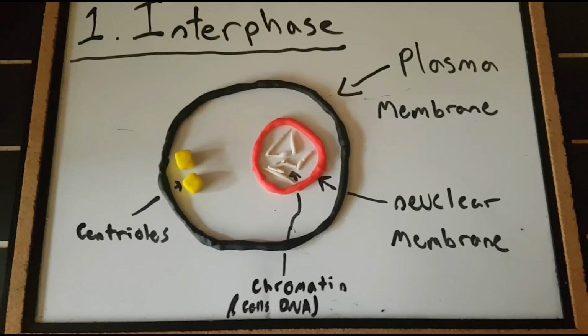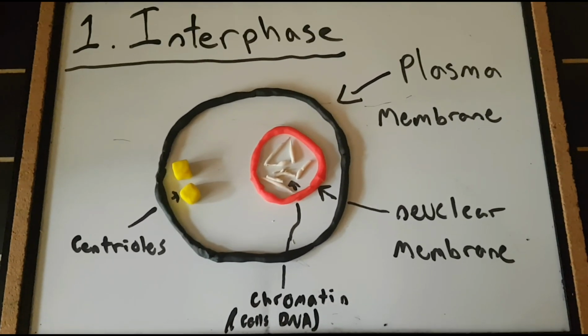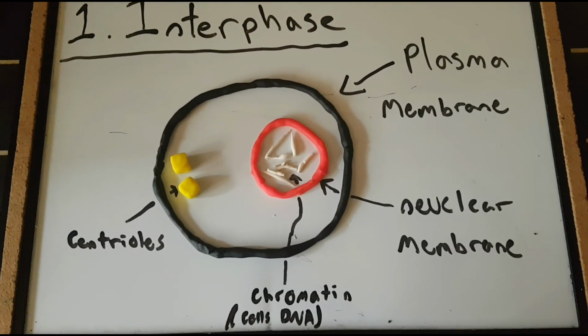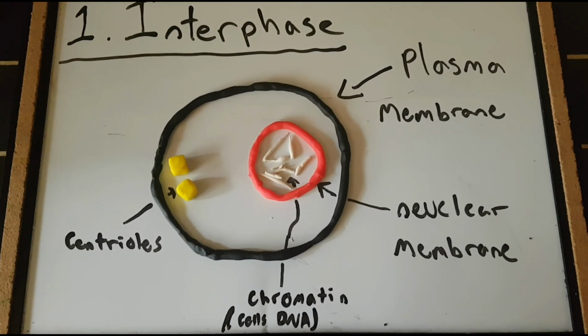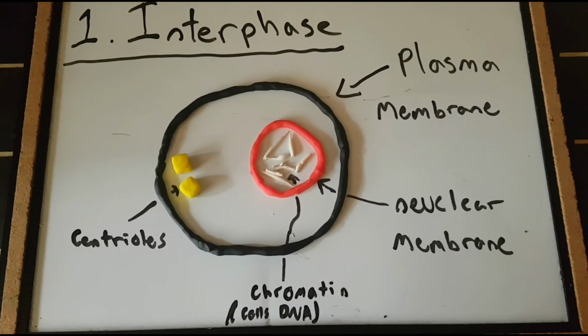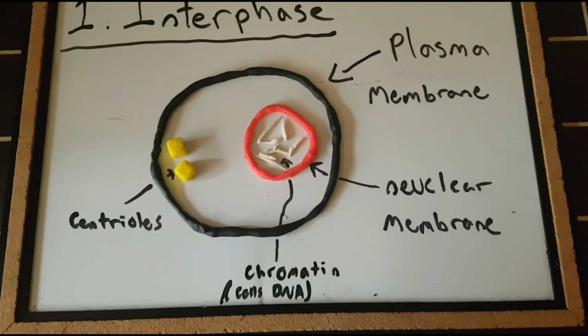During the first step of mitosis, interphase, the cell is just starting to grow. The black ring represents the plasma membrane. The red ring represents the nuclear membrane. The white things inside the nuclear membrane represent the chromatin, the cell's DNA. The yellow cube-like structures on the left represent the centrioles.